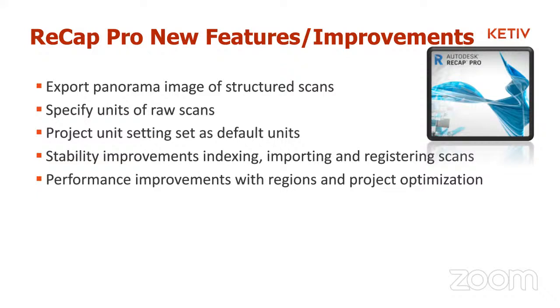You can specify the units of raw scans when you're creating a project. You can set the project unit settings as default units. If you used ReCap in the past, you'll notice it's inherently a metric-based program. So you can create a project, say you define your imperial coordinate system, and then you'll go to open your project a second time, you'll notice the units have set back to metric. You can set the units to imperial now, and then it'll stick for the entire duration of the project.